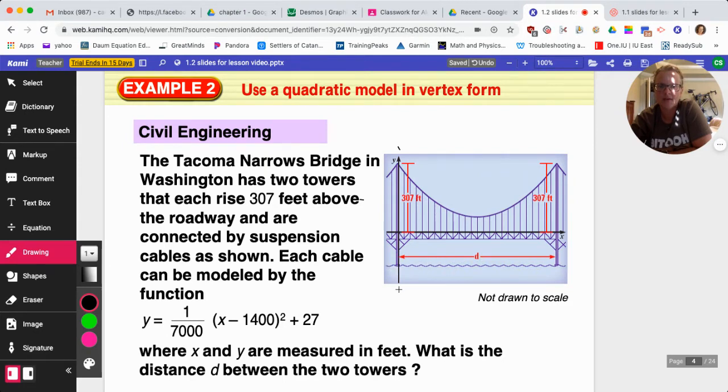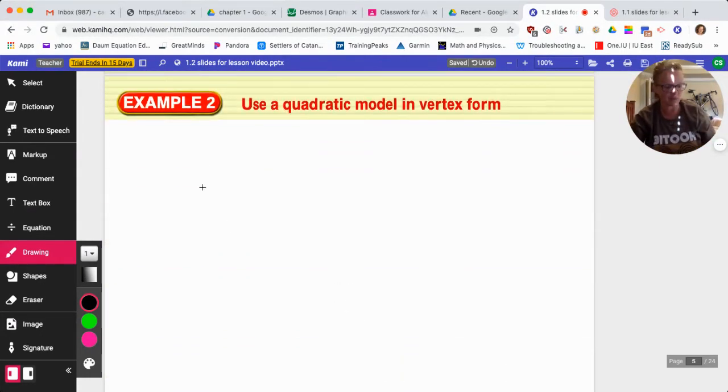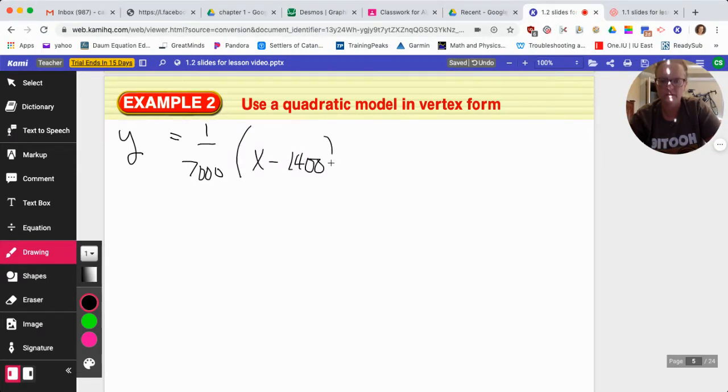So what we're going to do is, well, let's figure it out. We are in vertex form. I'm going to actually move this up and rewrite that equation. I need space to work, right? So the equation is y equals 1 over 7,000 times x minus 1,400 squared plus 27, right?